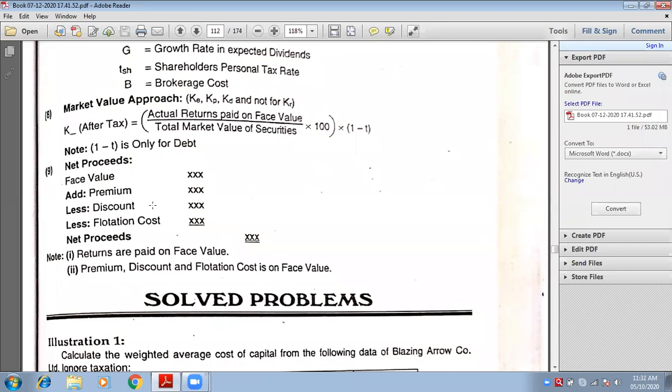And remember, there will be either a premium or a discount, not both together. Either we sell shares at a premium or at a discount. If sold at a premium, you have to add; if sold at a discount, you have to less. Either of them will be there. And if there is a flotation cost that you have incurred on the shares while issuing the shares, you have to deduct it, and the final answer will be known as net proceeds.